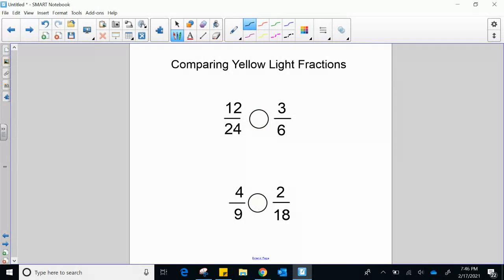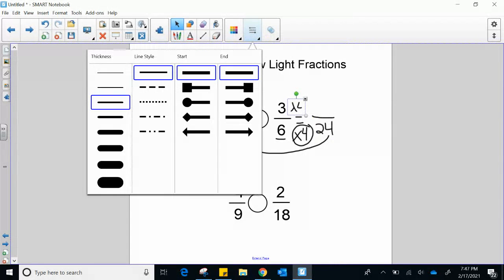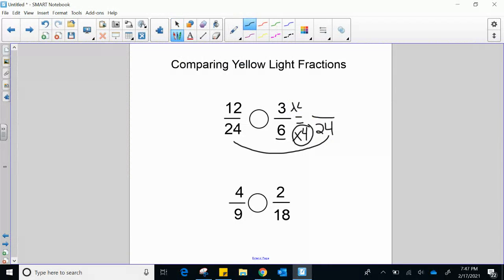Let's take a look over here. Again, these are yellow light fractions because we can turn our smaller denominator, sixths, into our bigger denominator to create those green light fractions. We're going to have 24ths compared to 24ths by Watoda Maduding 6 times 4 turns 6 into 24ths. Do the same to my numerator. 3 times 4 gives me 12. So now I have 12 24ths on the left, 12 24ths on the right. I think you can agree those are exactly equal.